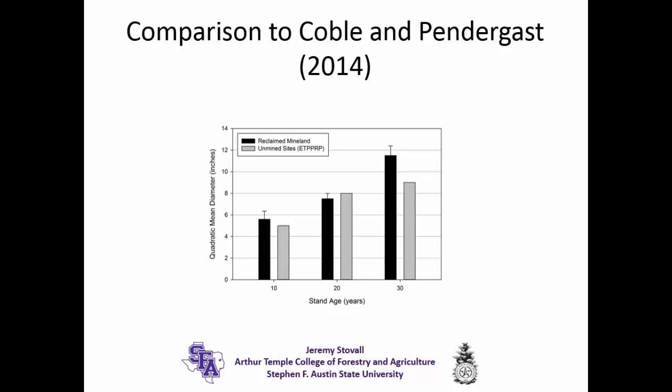If you look at quadratic mean diameter, the trees on non-mine lands are larger. This is a density effect. They tend to be at a lower density than what we're seeing in these unthinned plantations in the mine data set. And so that's purely a density effect.